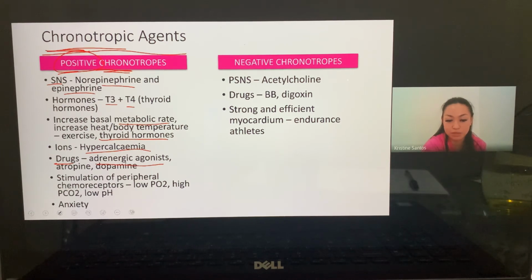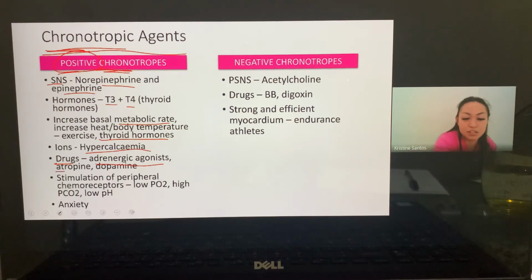Stimulation of the peripheral chemoreceptors. Our peripheral chemoreceptors are located in the carotid and the aortic bodies. They get triggered if there's low partial pressure of oxygen and high partial pressure of CO2. What they do is send a message to the brain saying, look, we have low oxygen going around and we have high CO2 going around. So what the brain tells the heart is to pump faster, because basically what it's trying to do is, maybe if we pump blood faster, we're going to clear out more CO2 and deliver more oxygen to the cells.